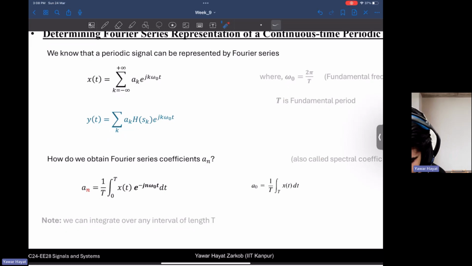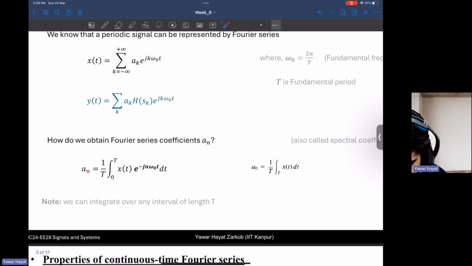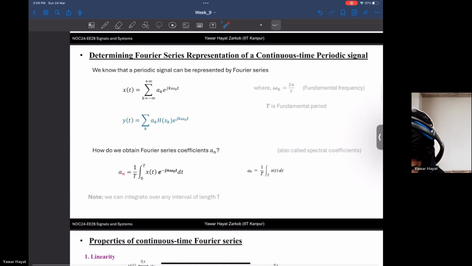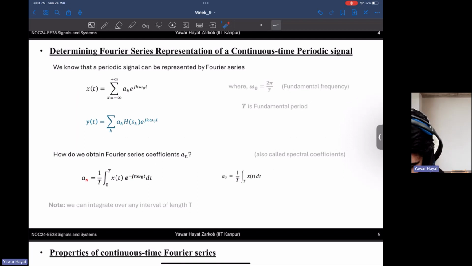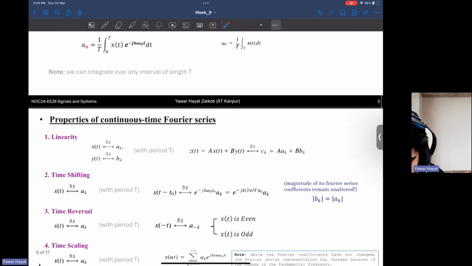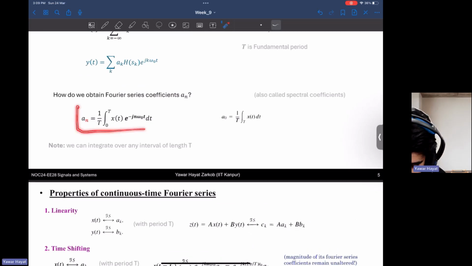So the task we are left with is computing the Fourier series coefficient a_k. In general, how do we obtain this a_k? a_n is equal to 1 over T integral 0 to T x of t e to the power minus j n omega naught t dt. I'm sure you would have gone through the derivation in the lectures. The point is we need to integrate over any interval of length time period T. It could be minus T by 2 to T by 2 or 0 to T, whatever is convenient. So remember this one, okay?